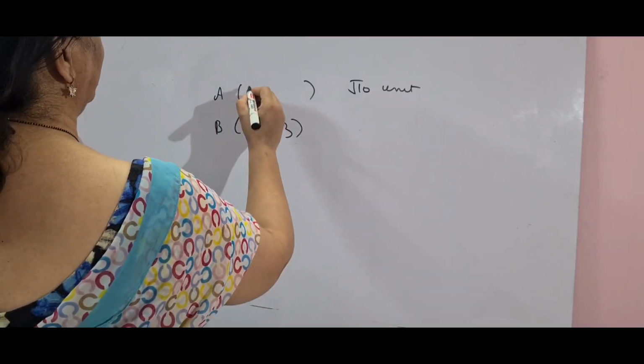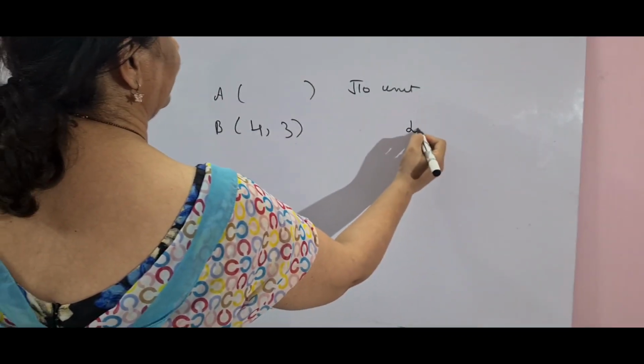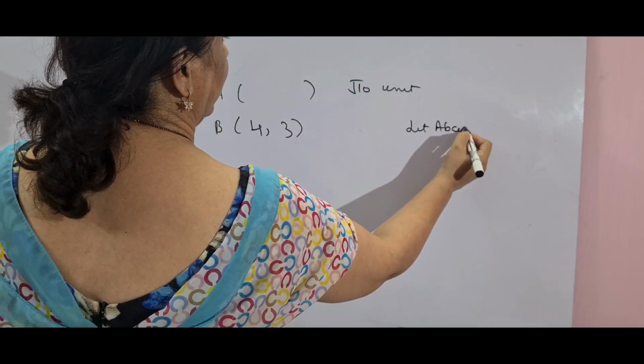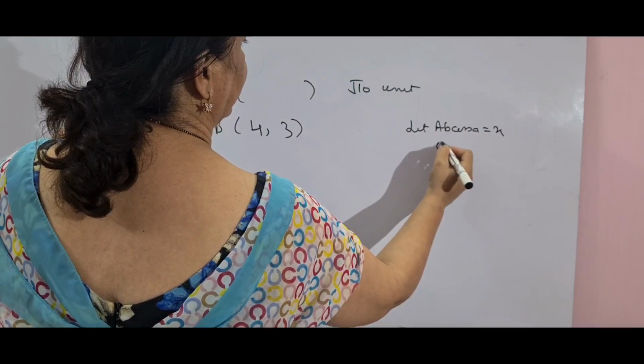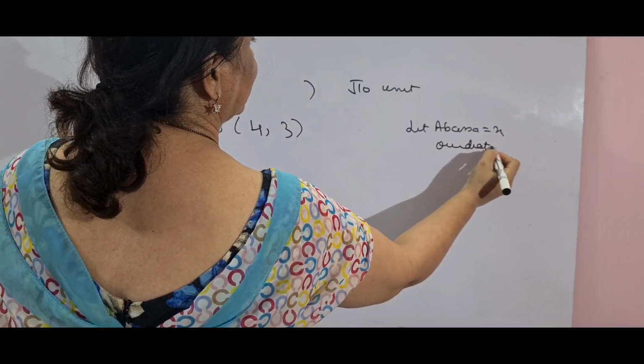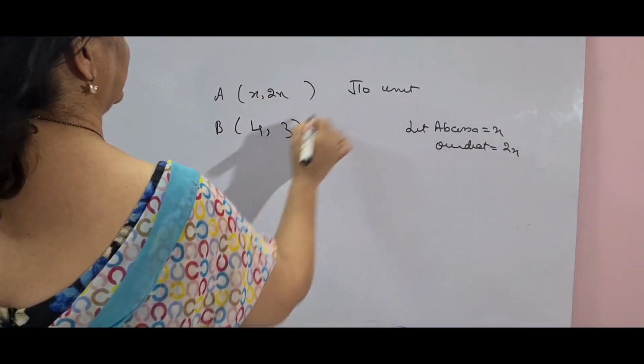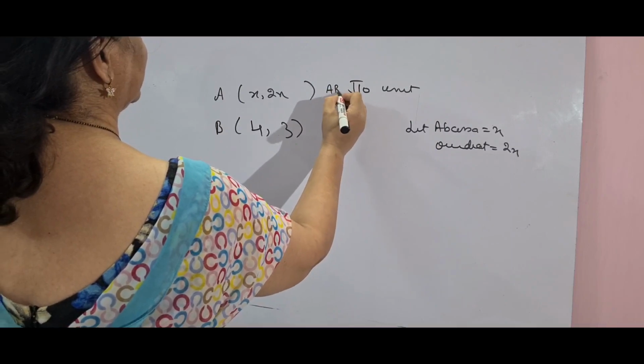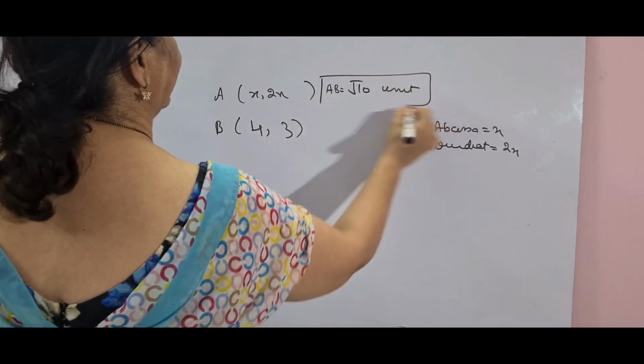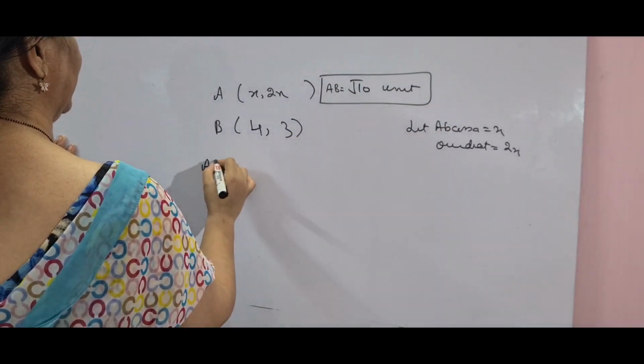So let the abscissa be x. Abscissa means x coordinate, you know this now. The ordinate will be twice the abscissa, that means 2x. So your point is (x, 2x). And then the same thing: AB is the distance between the 2 points, which is given as root 10 units. Then do the same thing as you have done before.